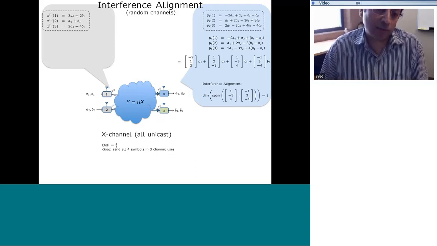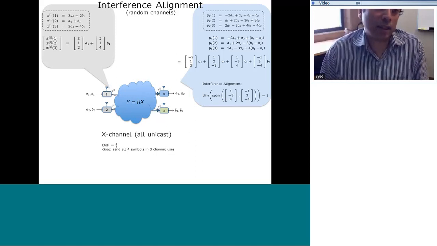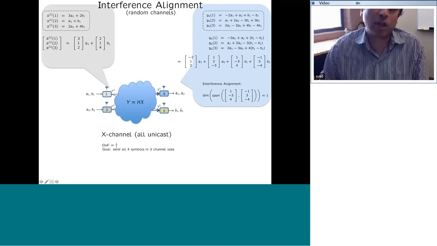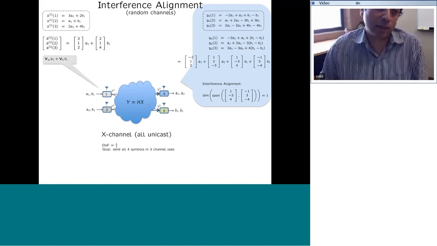They're all equivalent ways of saying the same thing. So using the same vector notation, we can also go to the transmitter, and here we could say that what the transmitter is doing is sending the symbol A1 along the direction 3, 1, 2, which are the 3 coefficients it used over the 3 channel uses, and is sending the symbol B1 along the direction 2, 1, 4. Those are called beamforming vectors or pre-coding vectors, and that's what you have to optimize to achieve alignment.